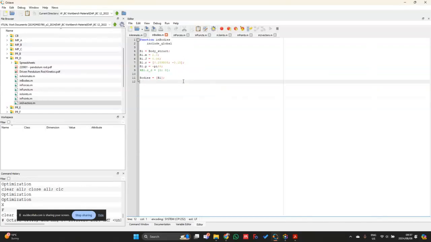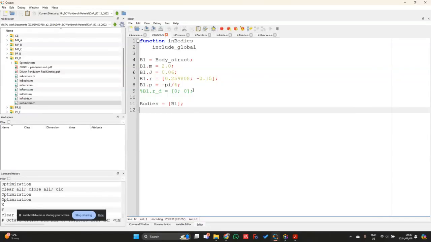Once that is done, I go back to bodies. You'll see that everything remains exactly the same, which I have over here. I just commented out this b1.r underscore d. If you don't specify it, it's in any case going to take it as 0, 0, so I just commented that out. But everything else remains the same. I didn't actually change anything on the body. Its mass properties, moment of inertia properties, all those things remain exactly the same.